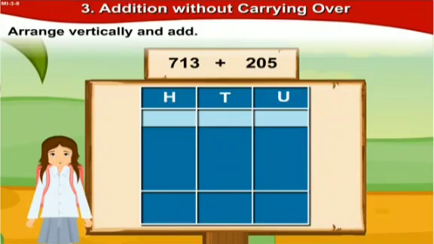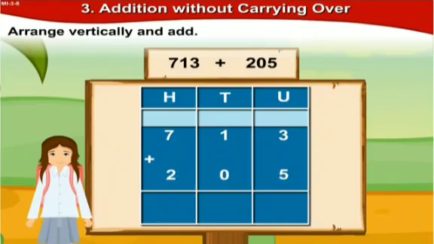713 plus 205. First we'll arrange them vertically, so we'll write HTU. 713 would be 700, 1 ten, 3 units, plus 200, 0 tens, 5 units.